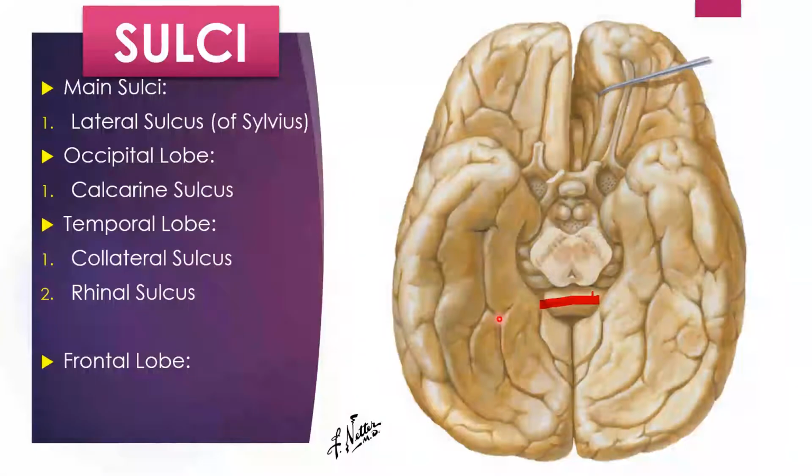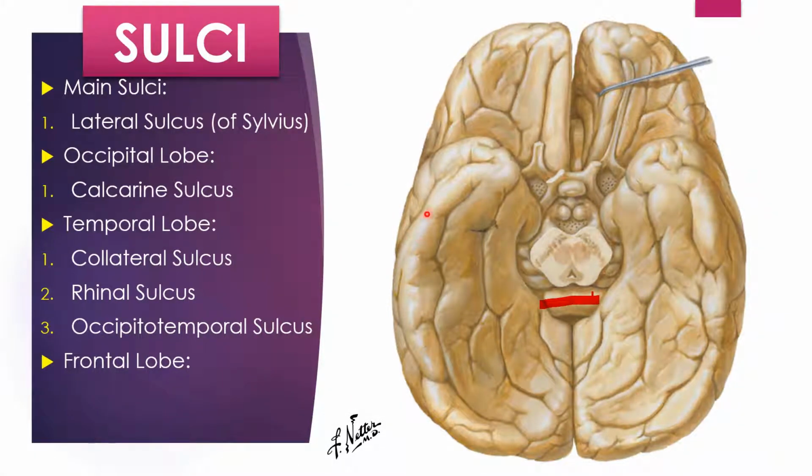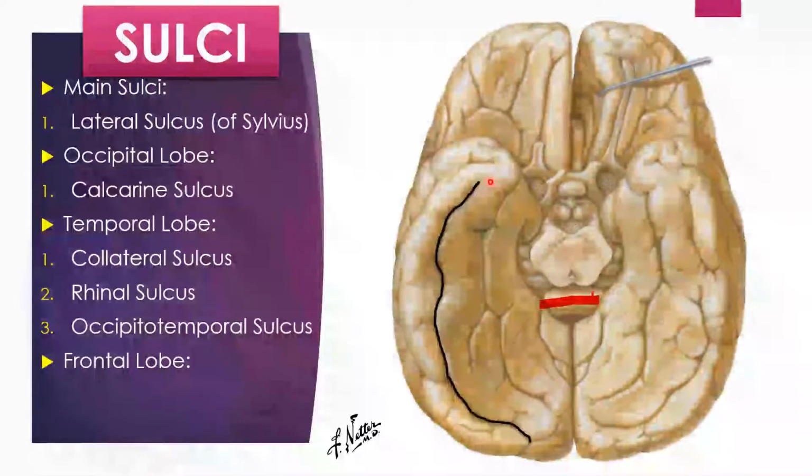Okay. Next, there will be the occipitotemporal sulcus, which will be coming from the occipital pole and will go to the temporal pole. Okay, occipitotemporal, arising from the occipital pole and going towards the temporal pole.